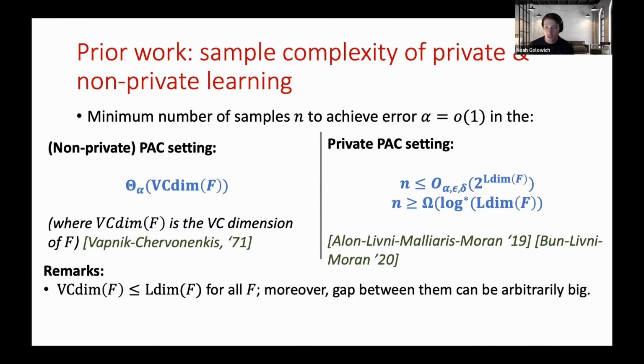So a couple of remarks on these two private and non-private PAC settings. First of all, VC dimension is always bounded above by Littlestone dimension. And this reflects how non-private PAC learning is always going to be easier than private PAC learning. And the gap between VC dimension and Littlestone dimension can also be arbitrarily large. So for instance, for the class of thresholds, which I mentioned on the previous slide, the VC dimension is 1. The Littlestone dimension is the logarithm of the size of the domain, which can be arbitrarily large.